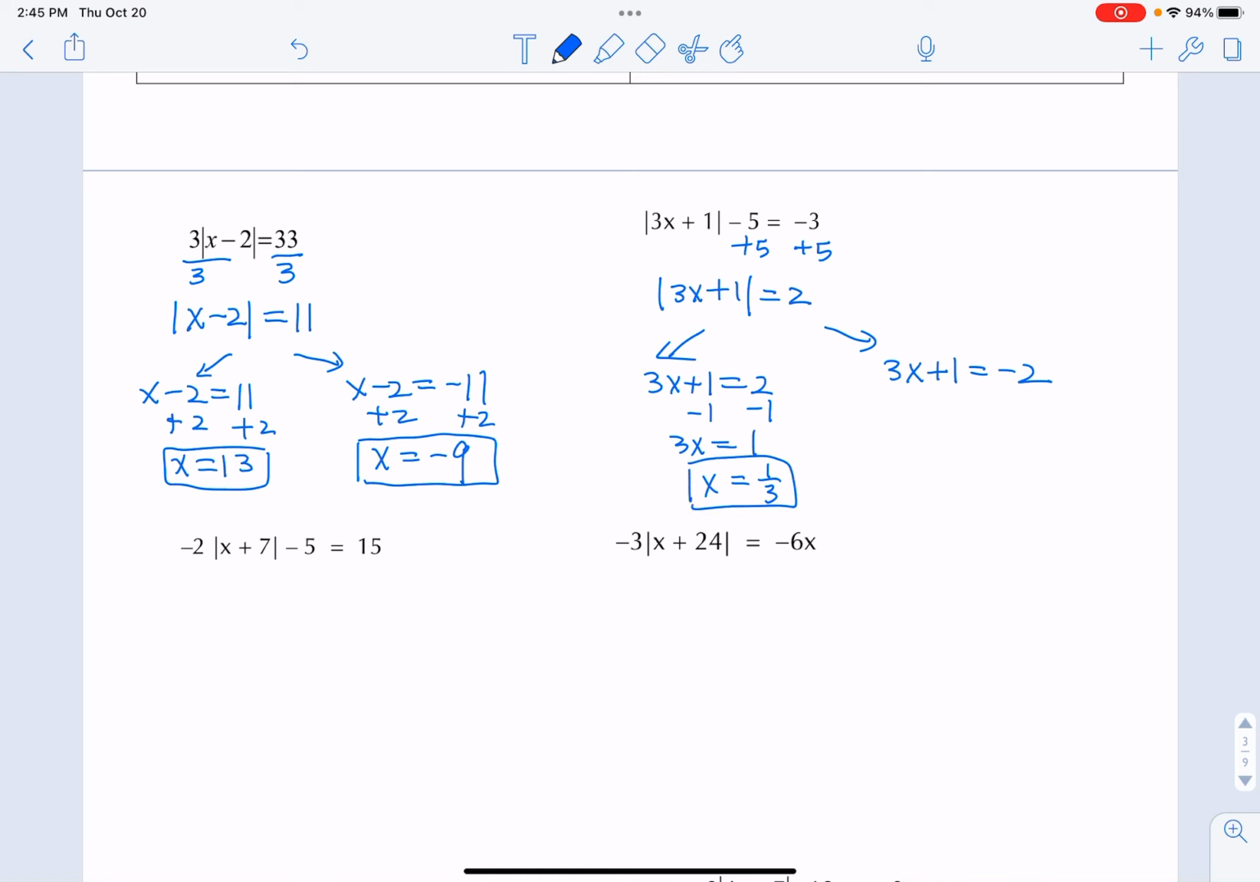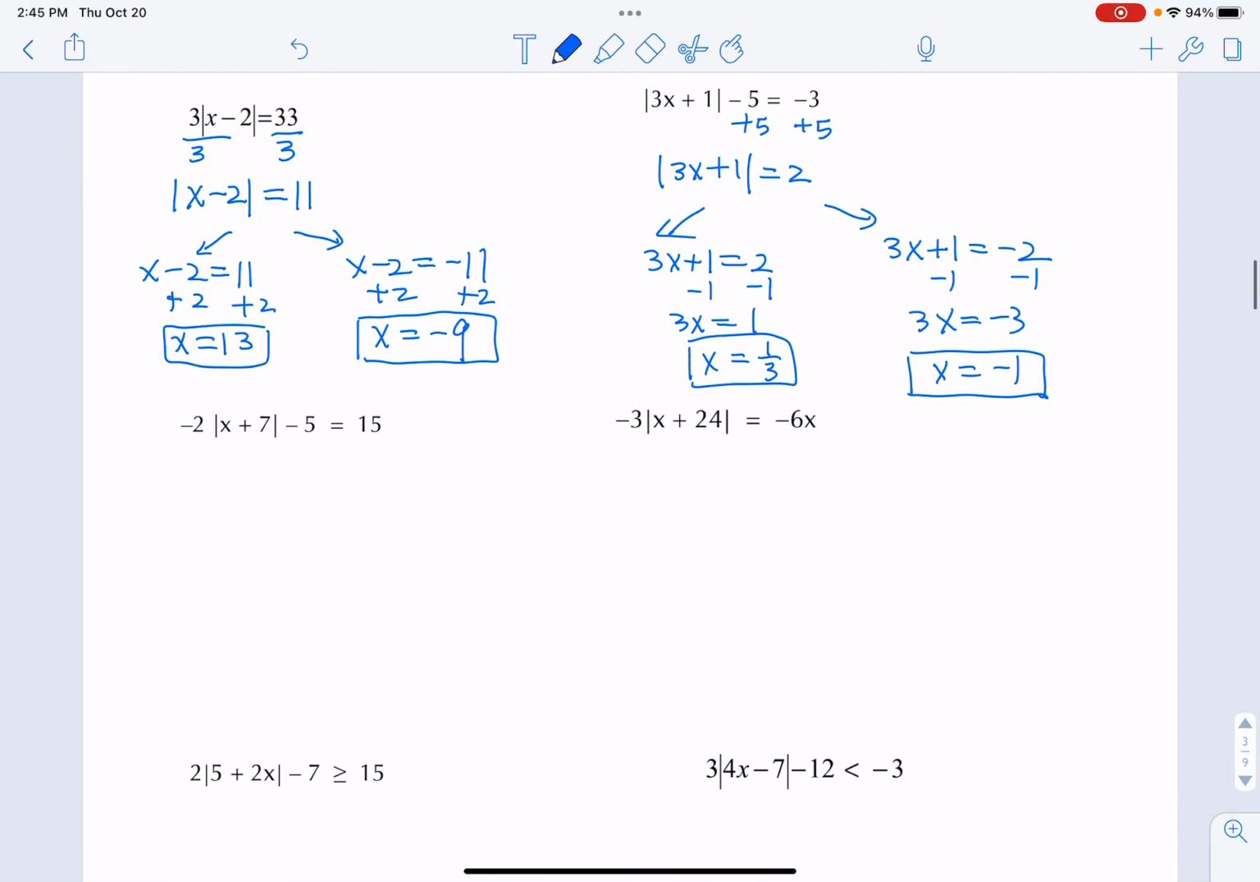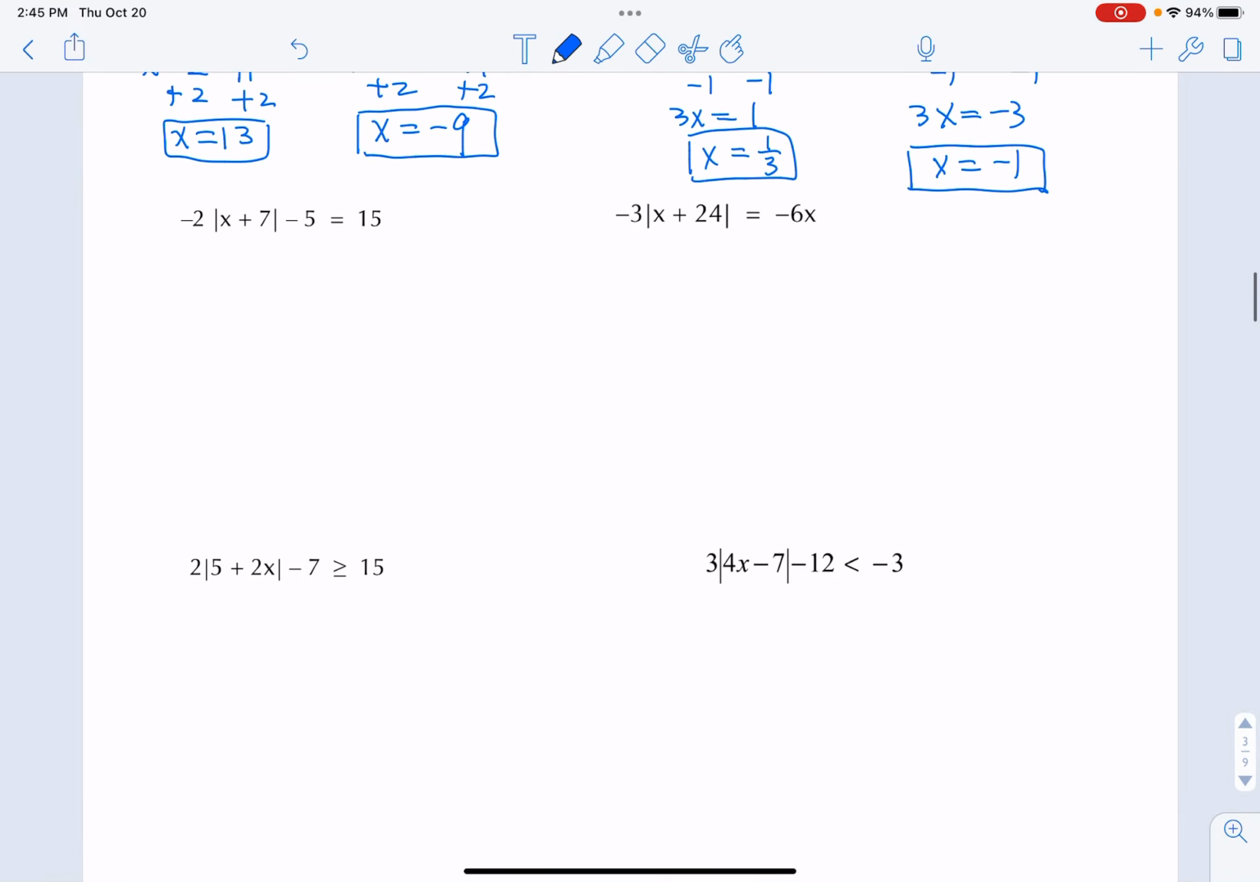This is one solution. And then you subtract 1 on both sides. So 3x equal to negative 3. Divide by 3 on both sides. So x equal to negative 1. So these are the solutions for this absolute value equation. Now, a little bit more complicated. For the next problem, you have to add 5 first on both sides.